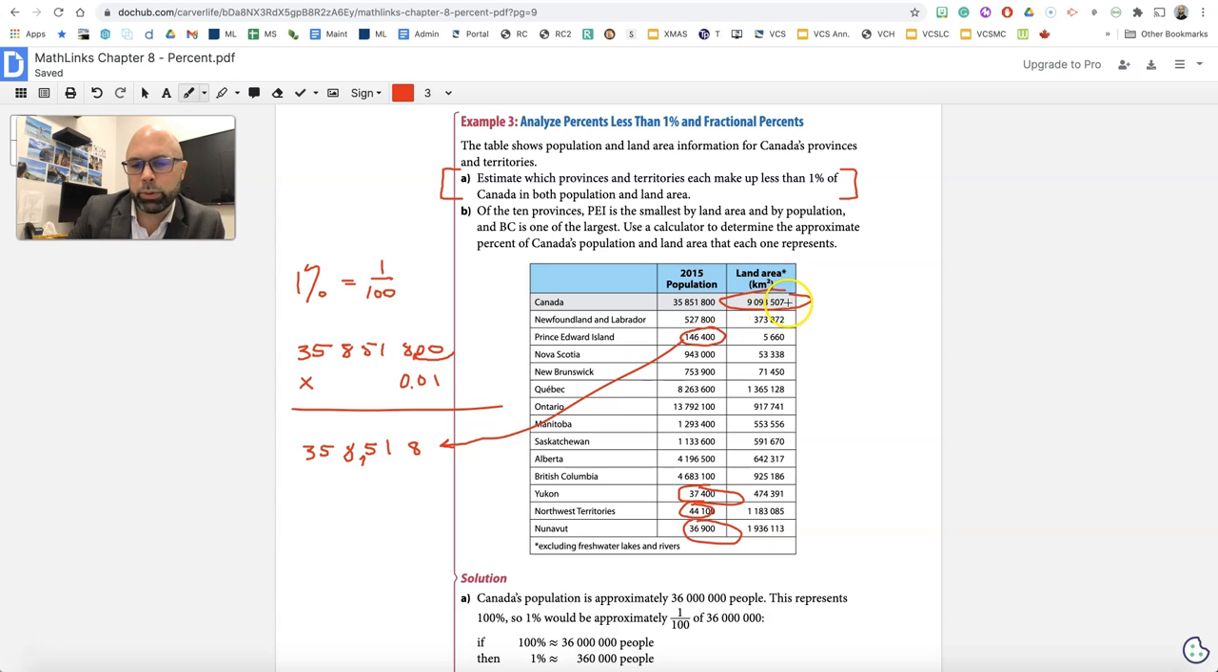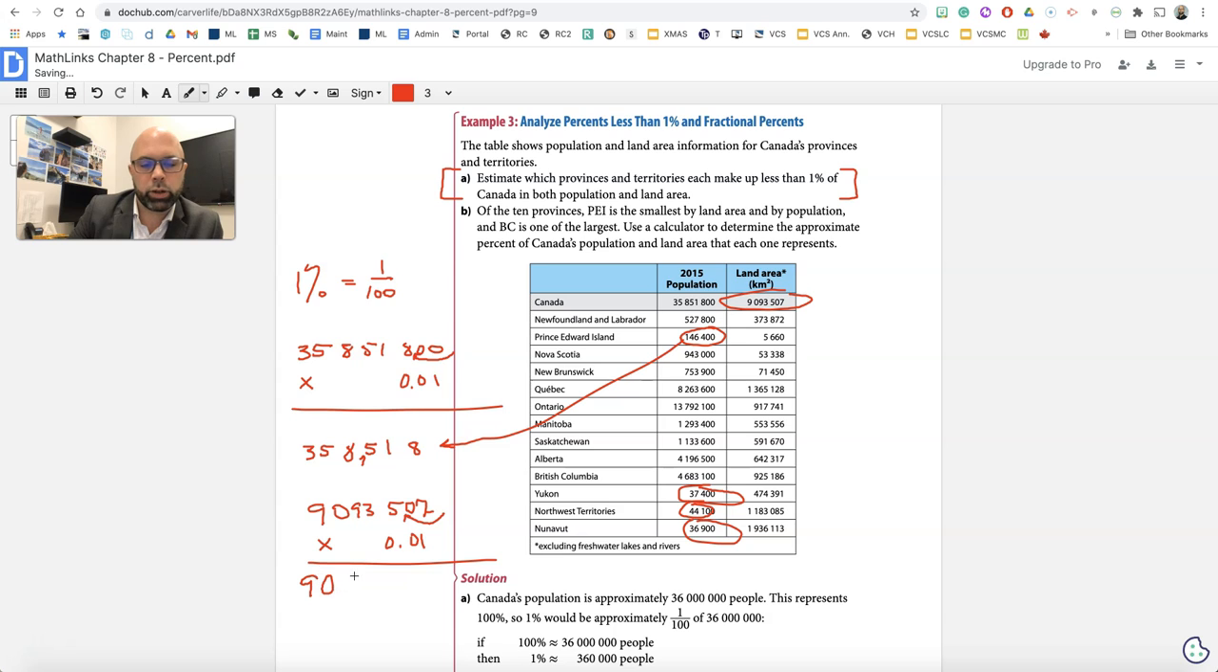Why do I keep doing that? 2 spots to the left. Maybe I should show you that. 9,093,507 times, just like up here, 0.01. And that's going to mean we're going to multiply, or pardon me, move the decimal 2 spots to the left, which is going to give us 90,000.